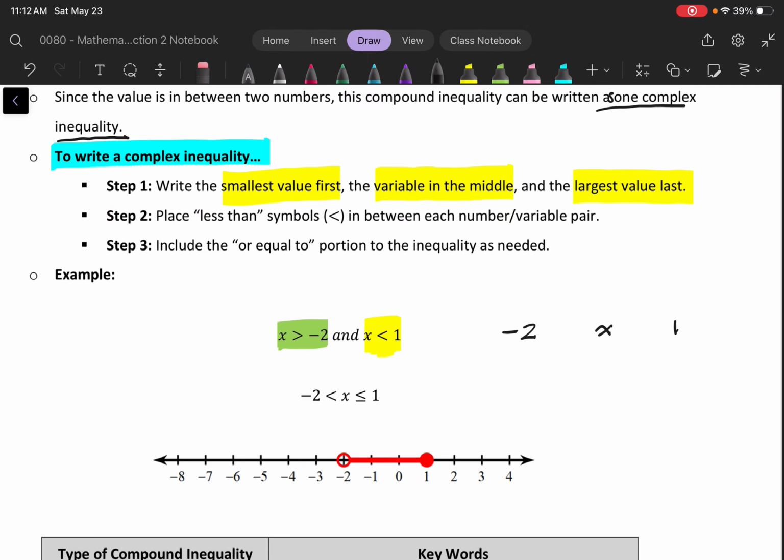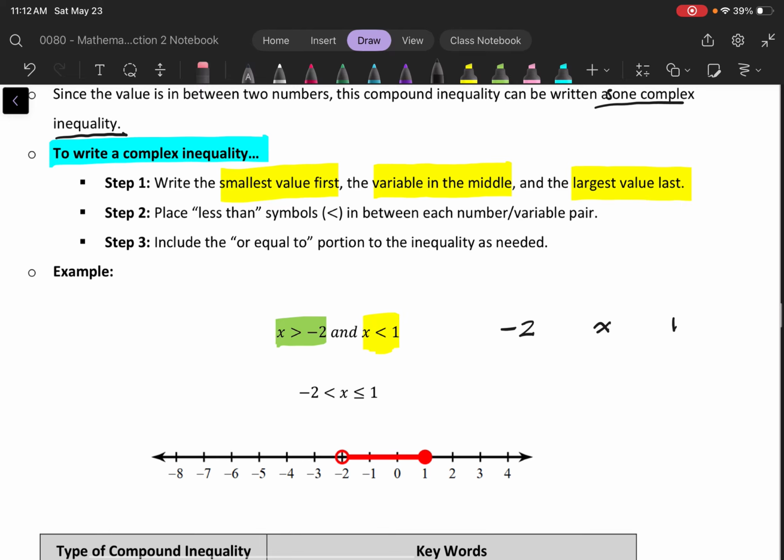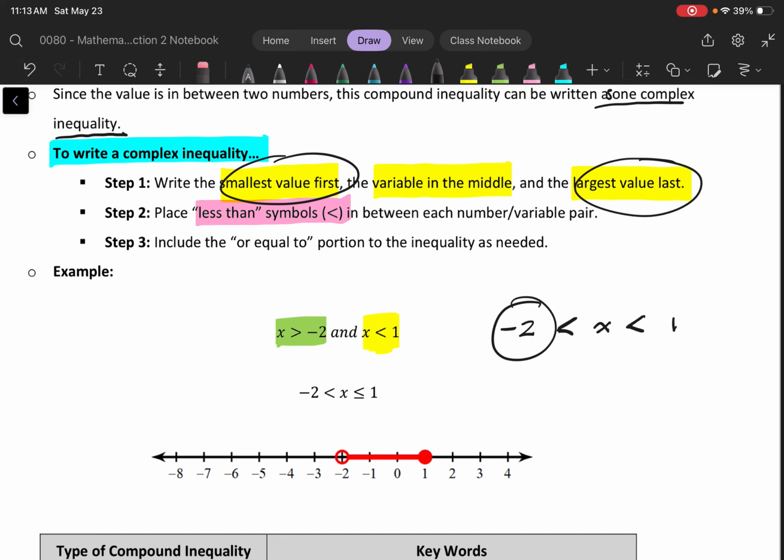Now, the beautiful thing about writing a complex inequality is if we put it from smallest to variable to largest value last, we will actually always use less than symbols because we are setting it up in a way where the left-hand side will always be less than the right-hand side. Right? Negative 2 is always going to be smaller than 1, or the smallest will always be smaller than the largest. So we're always going to use less than symbols every single time, provided we set it up this way.